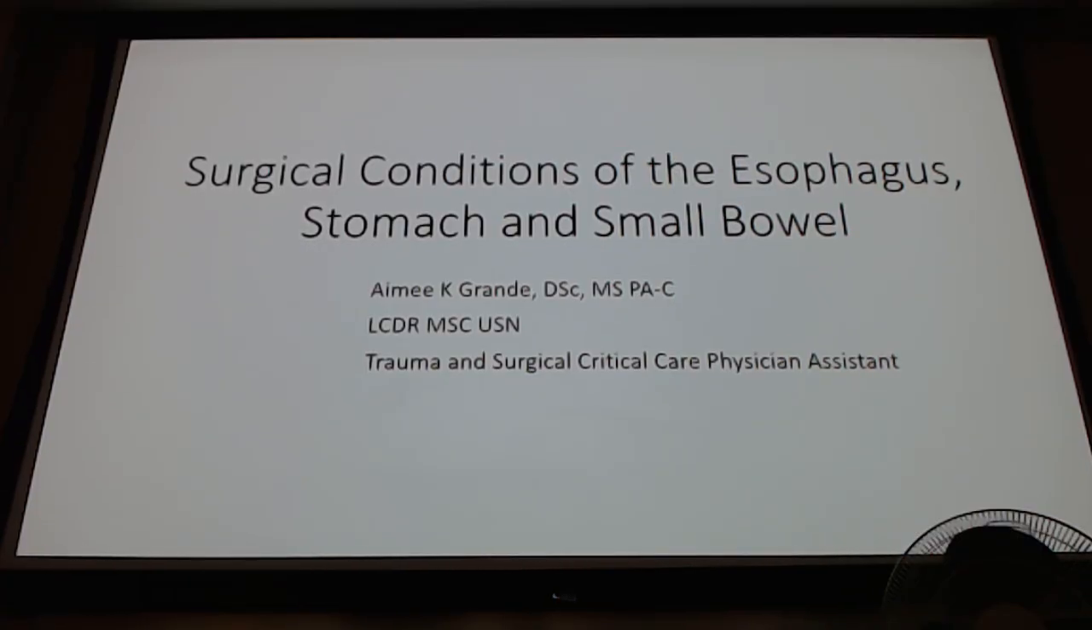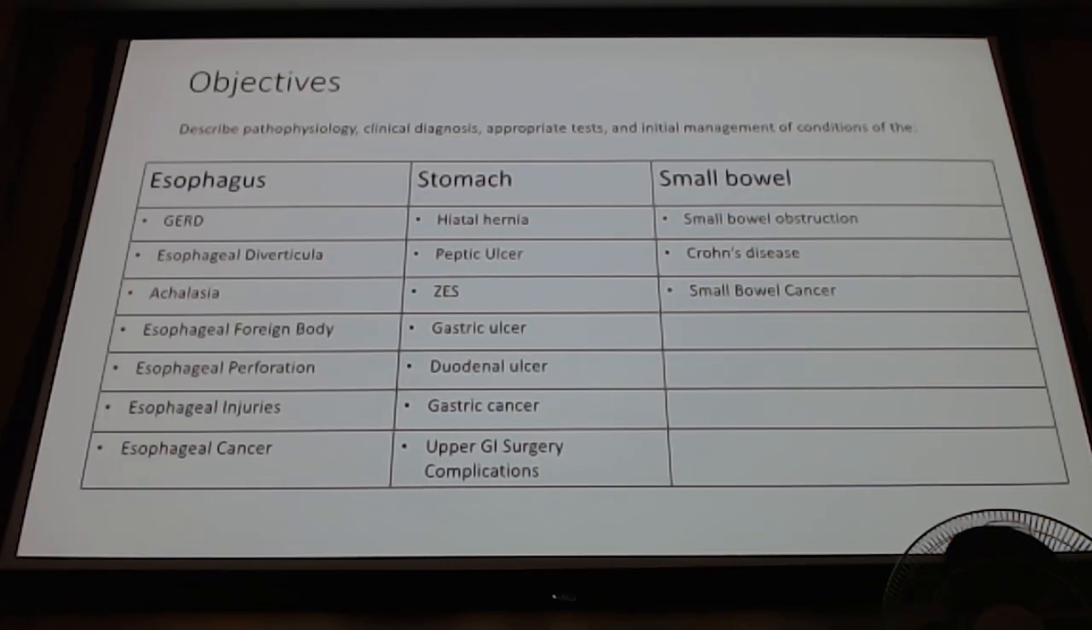Today we're going to talk about the esophagus, stomach, and small bowel. Some of this is going to be reviewed from your GI class you had last semester, but we'll get through. These are the diagnoses we were going to talk about. There's a lot more in the esophagus and stomach, but there's like 10 things for small bowel and what could actually cause a small bowel obstruction. So we'll get through it.